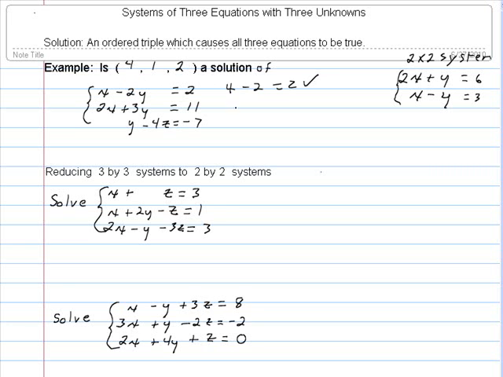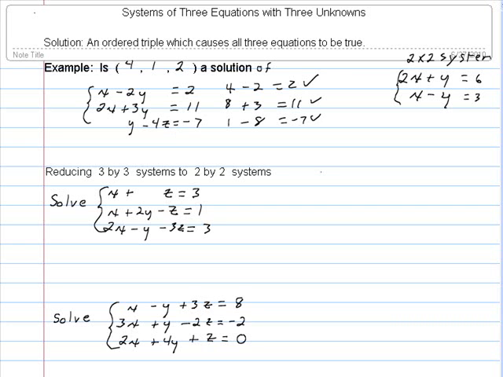Again, plugging the 4 in for x, I get 8. Plugging the 1 in for y, I get plus 3 equals 11. Well, that's certainly true. And plugging the 1 in for y, I get 1. And plugging the 2 in for z, I get minus 8 equals negative 7. That's true. So this triple (4, 1, 2) would be a solution to this system, not because it solved one equation, but because it solved all three.